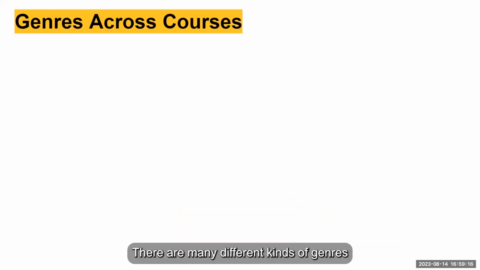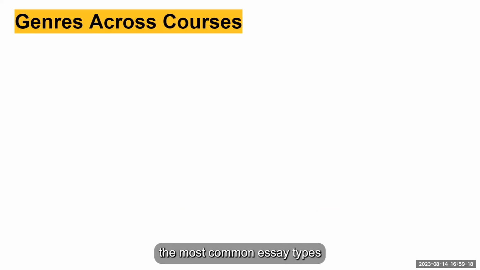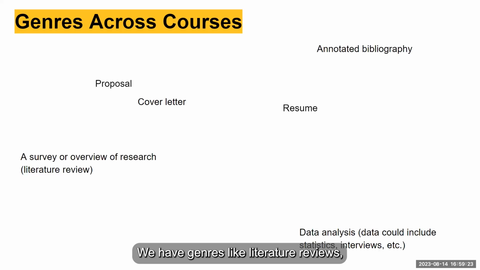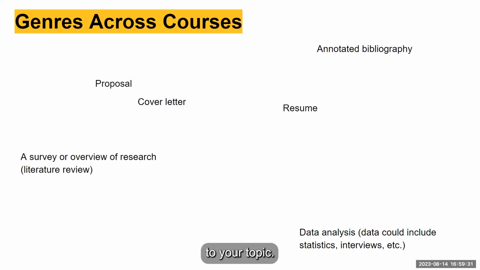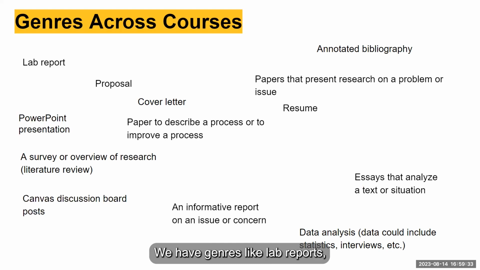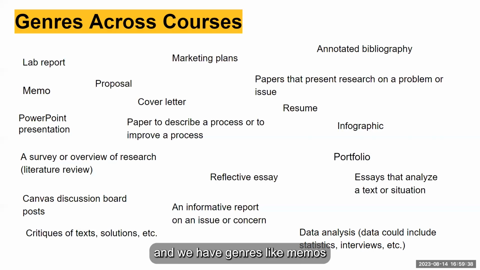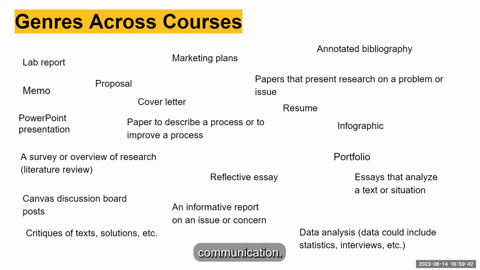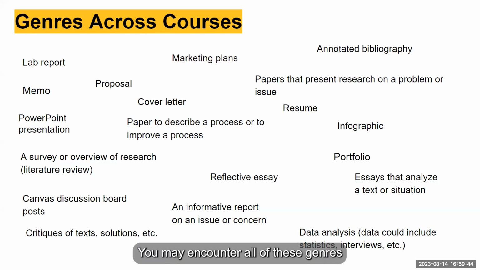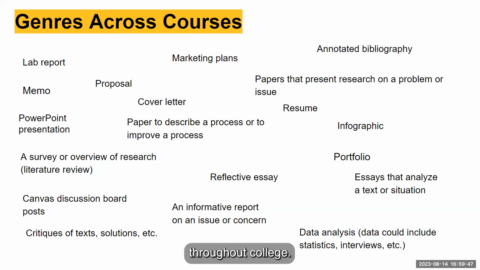There are many different kinds of genres for writing, outside the most common essay types we showed earlier. We have genres like literature reviews, which survey research, or an annotated bibliography, which discusses the importance of each source to your topic. We have genres like lab reports, which are quite different from a traditional essay. And we have genres like memos or marketing plans, which are forms of business communication. You may encounter all of these genres throughout college.